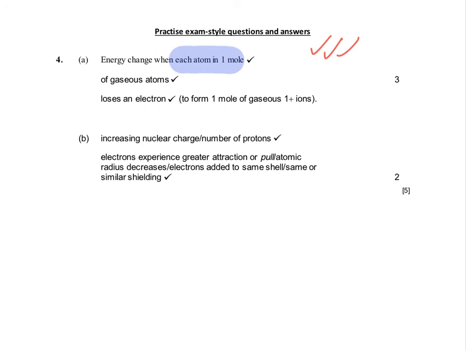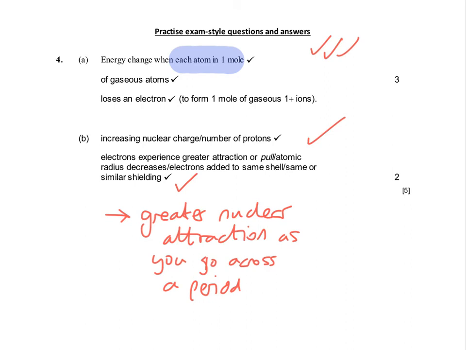The increasing nuclear charge of the number of protons is what we picked up, and we talked about the same shielding, which leads us again to the idea of greater nuclear attraction as you go across a period.